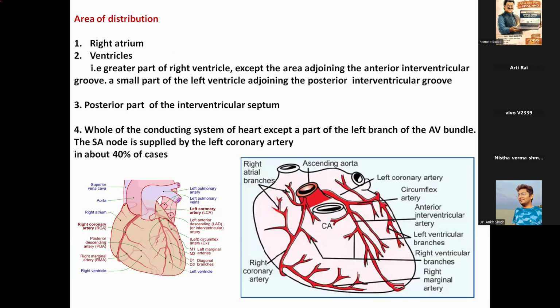Right ventricle except the anterior interventricular groove, because it is supplied by the posterior left coronary artery. And it supplies the posterior part of the interventricular septum. The anterior part is supplied by the left coronary artery, and the whole conducting system except a small portion, that is the left branch of the AV bundle.